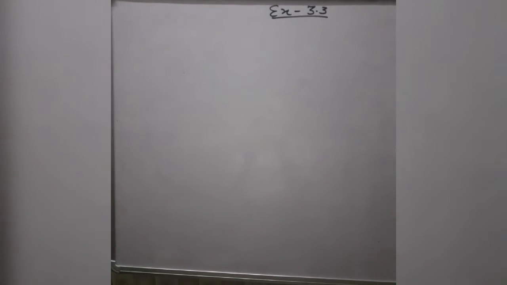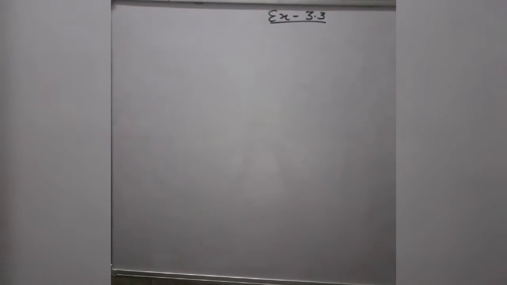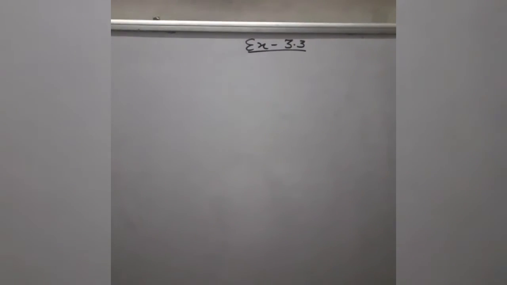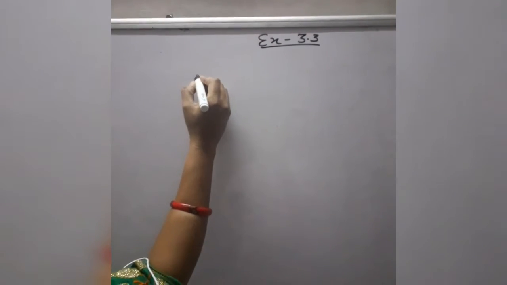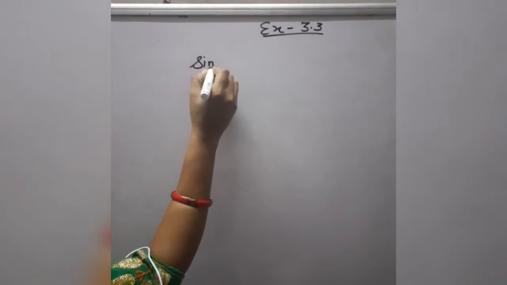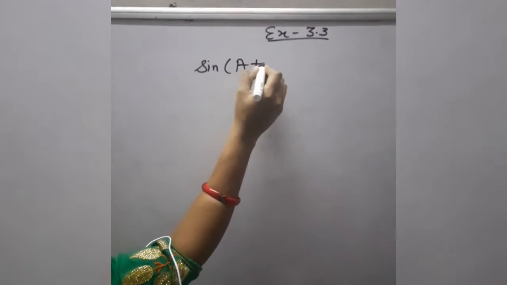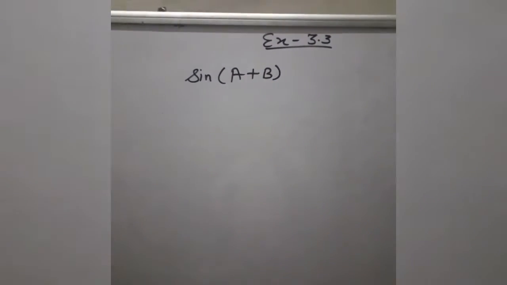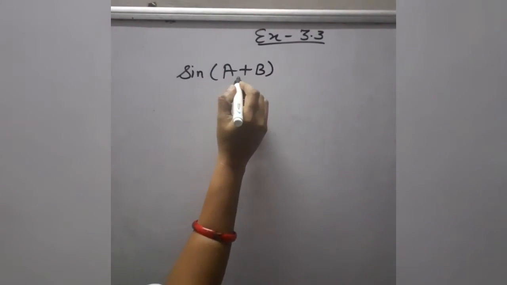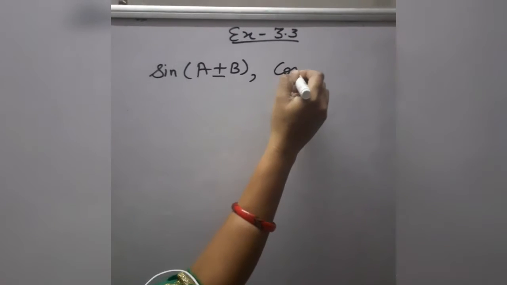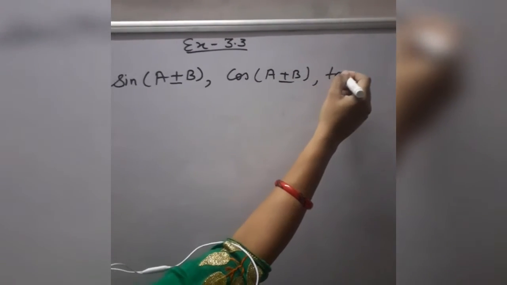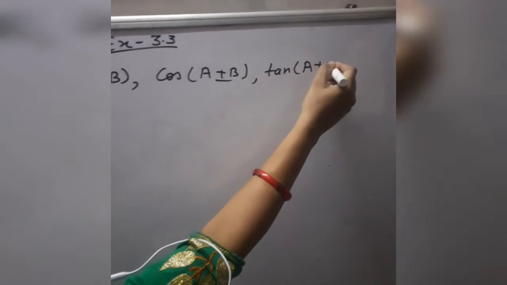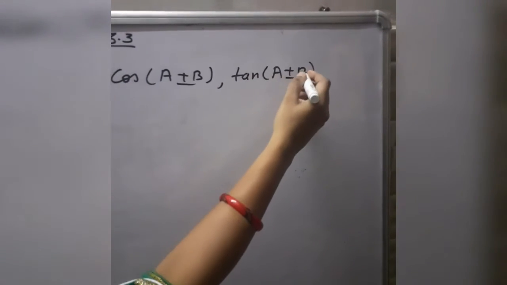Yes students, today we will continue this exercise 3.3. In the previous video I told you 6 formulas of this trigonometry chapter. I hope all of you have learnt these formulas. These 6 formulas were sin A plus B, sin A minus B, cos A plus B, cos A minus B, tangent A plus B and tangent A minus B.